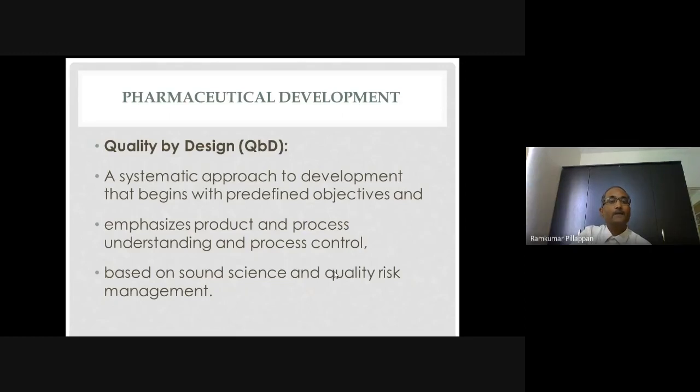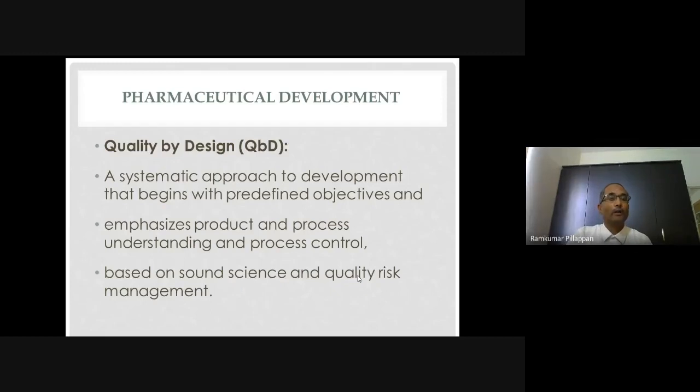QbD, as I explained already, is a systematic approach of developing a product with predefined objectives. So you don't change the objective while you are doing the product development. We have to ensure systematically we achieve our goals and also design it in such a way that your product complies with the quality requirements. You cannot randomly say, okay, I'll change the hardness from 10 to 20, or simply change the thickness from A to B level, or change the granule process drastically. You have to justify every component composition and also the process, so that the quality is built with sound science and quality risk management. QbD reduces your risk and thus helps you manage the quality.